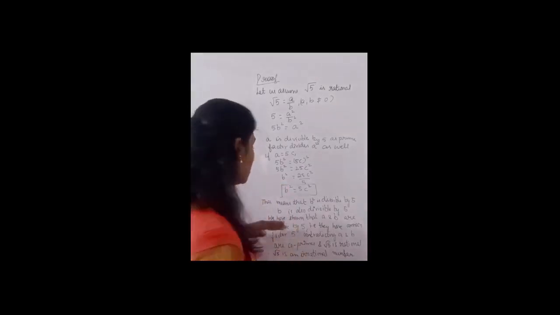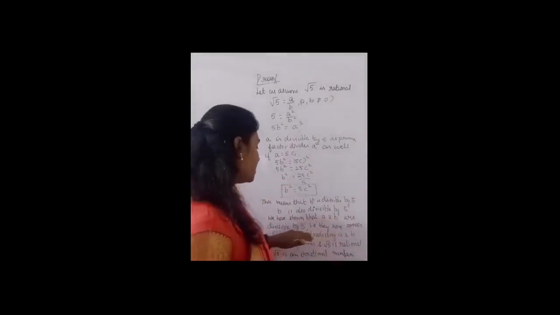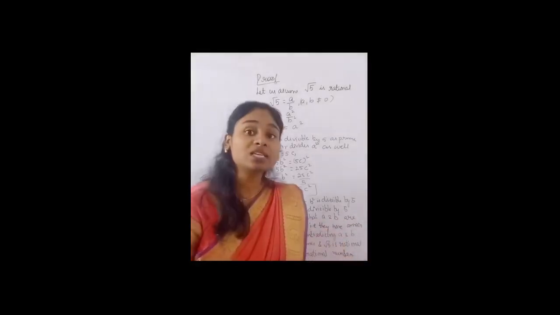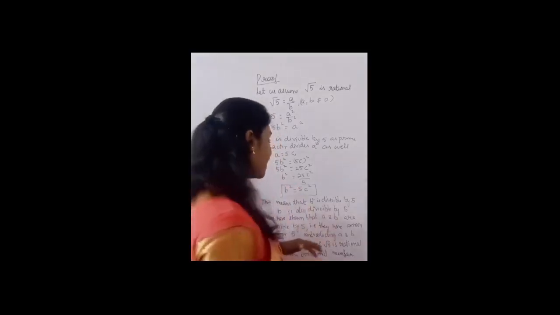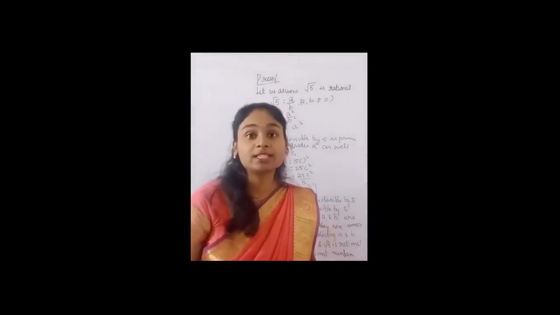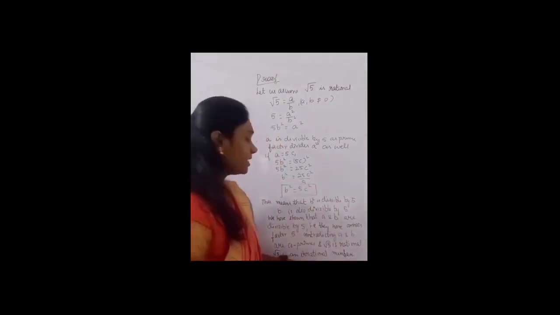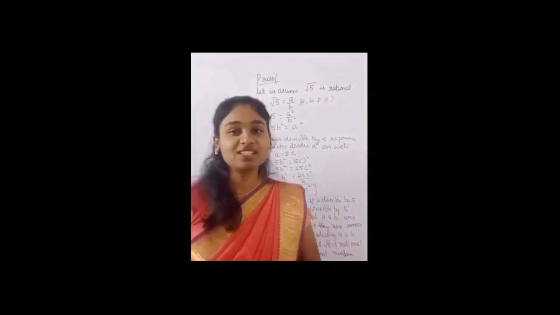Therefore, we have shown that a and b are divisible by 5. That is, they have common factor 5, contradicting that a and b are co-prime. And also, it contradicts that root 5 is a rational number. Therefore, we can conclude that root 5 is an irrational number.